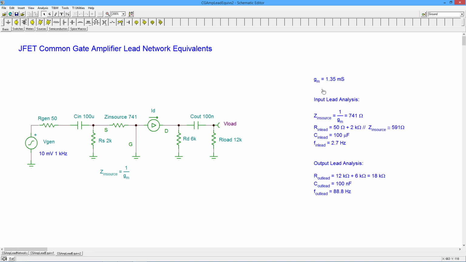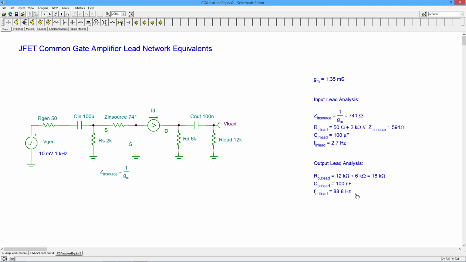All right, so recap on the input. We can see the Z into the source, 1 over GM, is 741. Add the 50 ohms to the parallel combo of the 2K and Z into the source. That is going to get you 591 ohms from the position of the capacitor. Take your 100 mics, run that through your equation, 2.7 hertz. That's the critical frequency on the front end. On the output end, like we said, 6K and 12K add up. There's 18K. You've got a 100 nanofarad cap. That grinds out to 88.8 hertz.